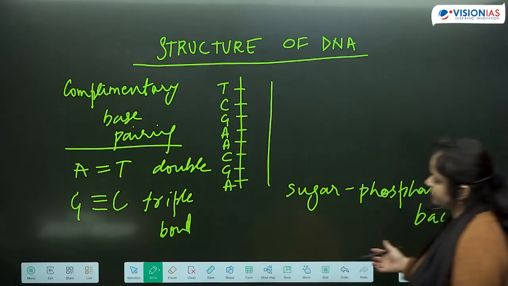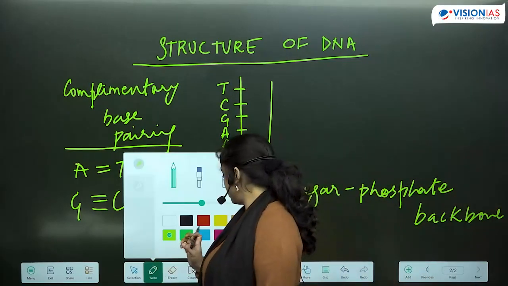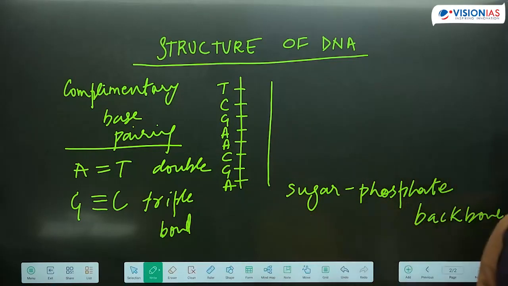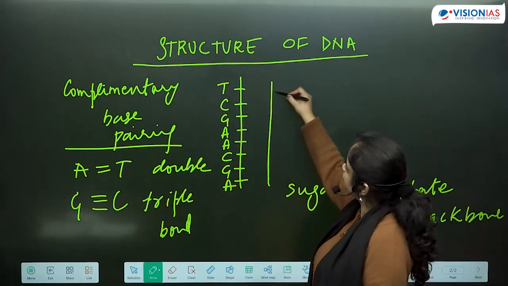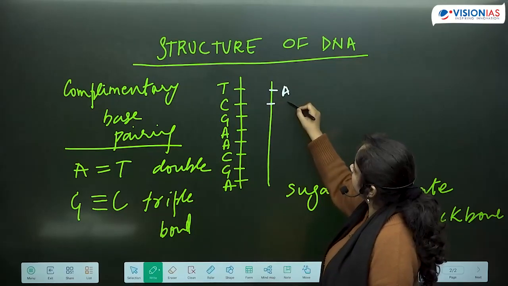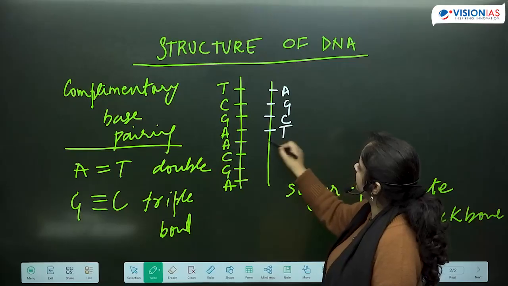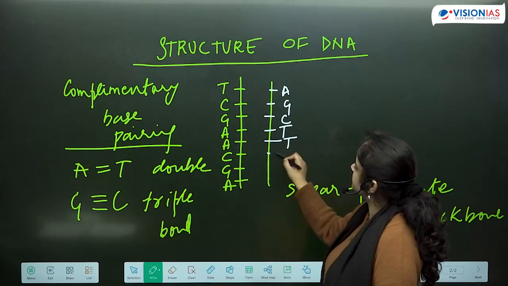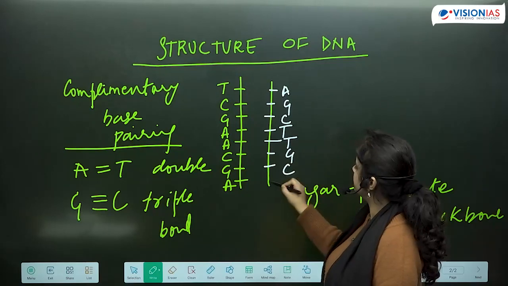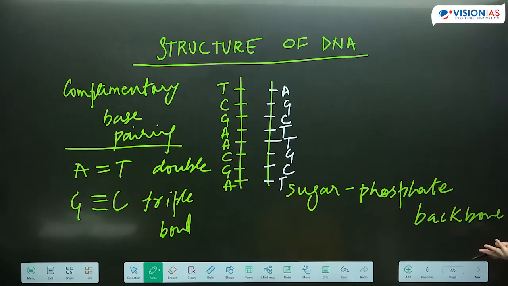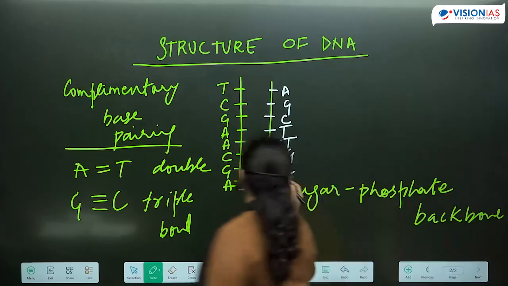Now, because of this, if you know what is present on one strand, you will easily be able to predict what is going to be there on the second strand. What will come up opposite to T? C, G, G, C, A, T, A, T again, C, G, C, T. This is the logic of complementarity. You know what's there on one strand, you'll know what's there on the second strand also.